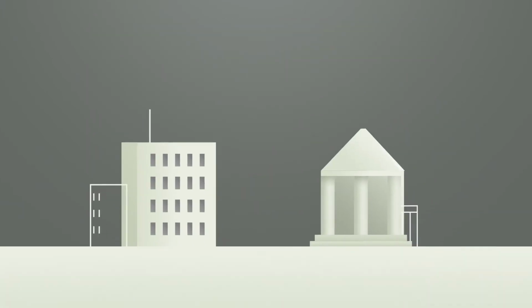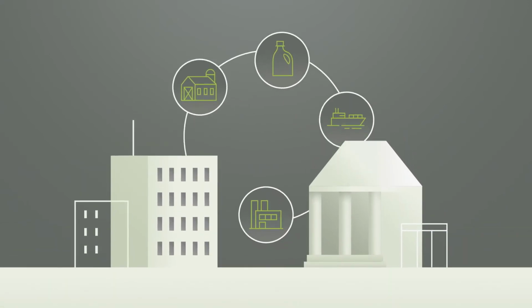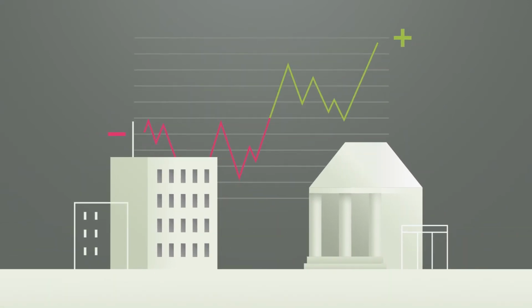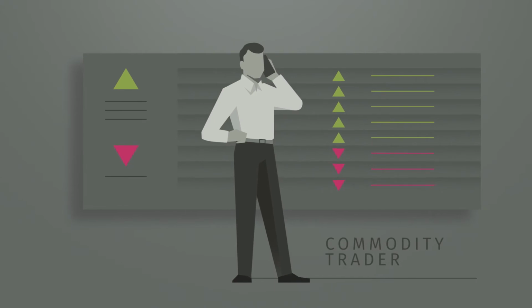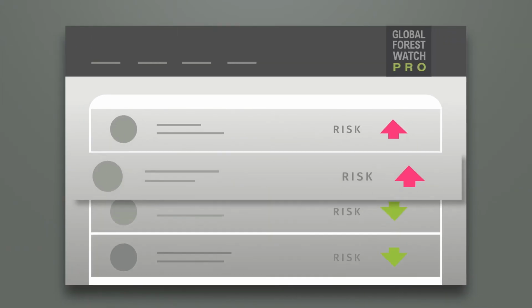GFW Pro was developed with leading commodity companies and financial institutions to better manage deforestation within their supply chains and portfolios. So, a major commodity trader can prioritize engagement with high-risk palm oil mills to reduce deforestation.